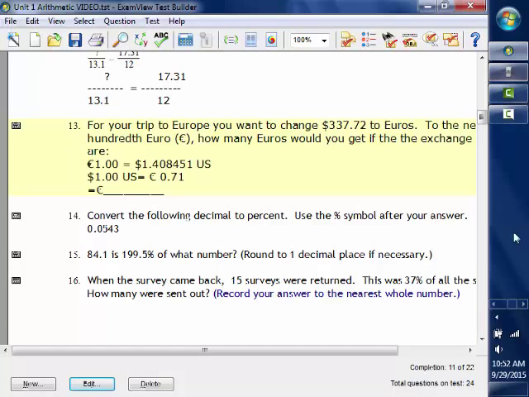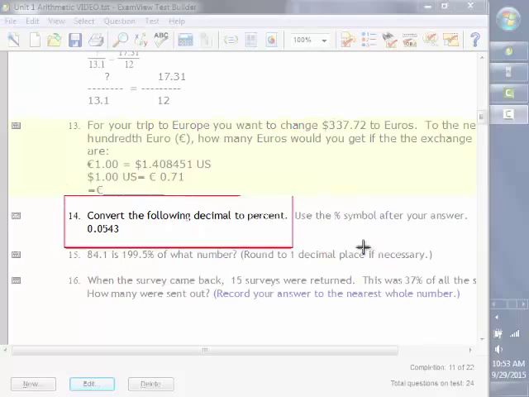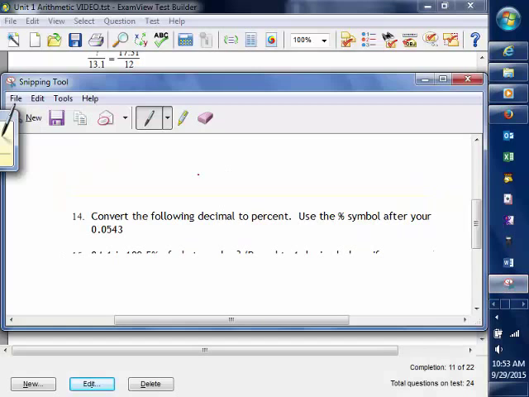Convert to a decimal. This was in the book, but when you go from decimal to percent, D to P, you move the decimal point 2 places that direction. So 2 places, and you get 5.43.